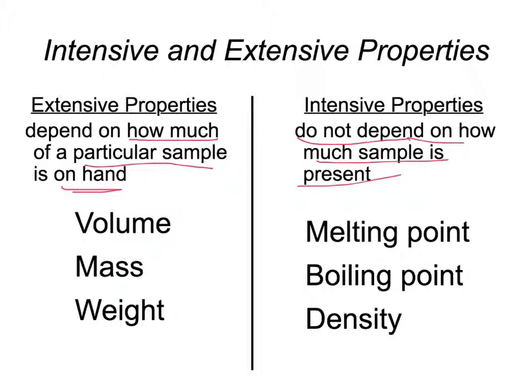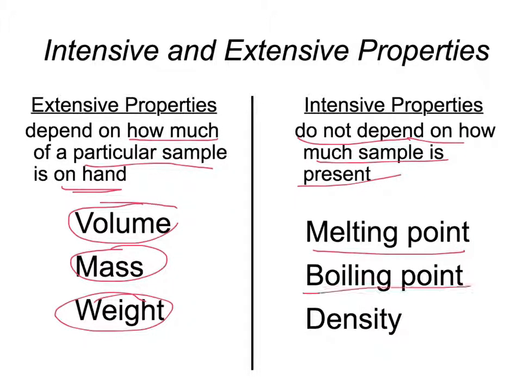Examples of extensive properties are volume, mass, and weight. Intensive properties would be melting point, boiling point, and density. The melting point and the boiling point won't change if you have 1 gram or 1,000 grams. The melting point and the boiling point stay the same. The density does stay the same also. However, the volume, mass, and weight will depend on how much material you have on hand.